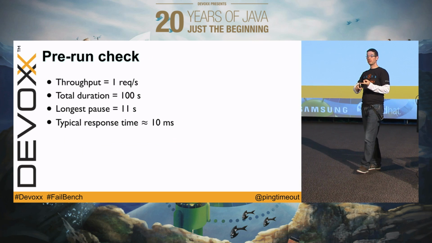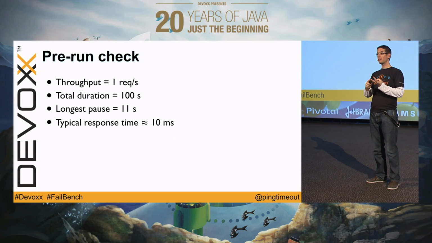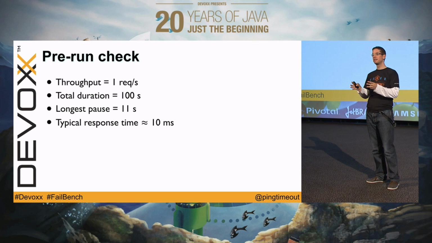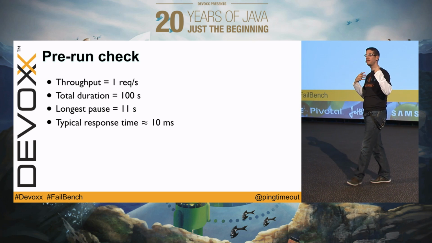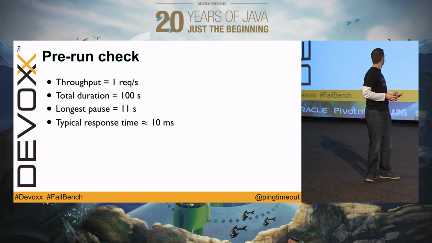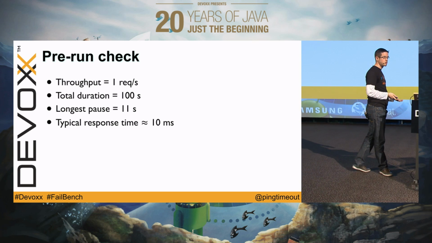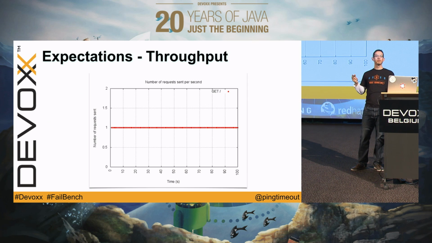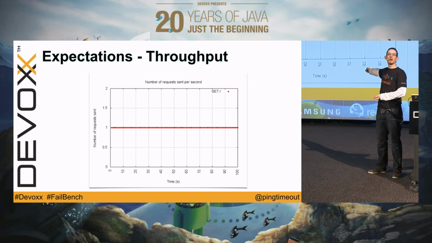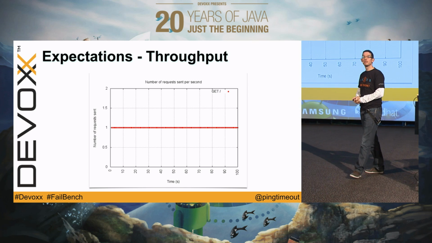So let's do a pre-run check. I know my throughput. I know my typical response time. I know that my server will be frozen for 11 seconds. It will be completely unable to answer any query during that period. And I know that my test is going to last 100 seconds as well. So here is the throughput of my benchmark. This is a boring graph. I'm going to perform 1 request per second during 100 seconds.